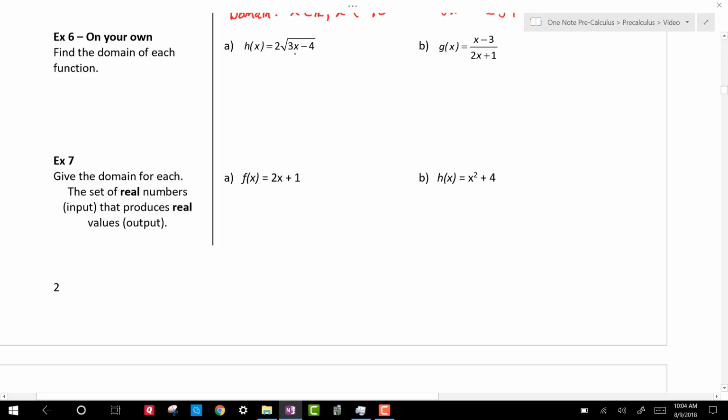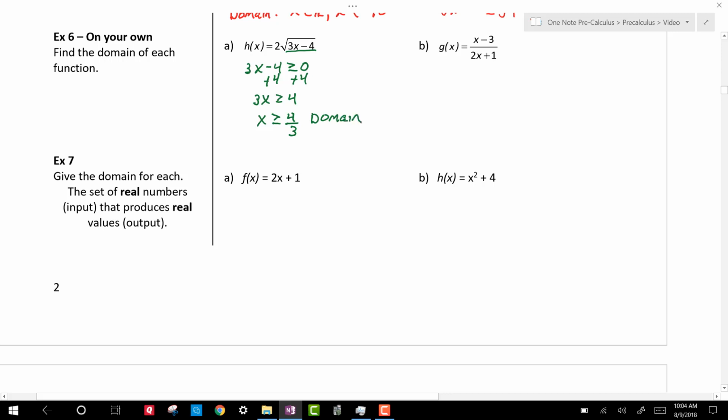Now, this first one's a radical, so we're going back to radicals here. So all I care about is this guy in here. I don't care about the 2 on the outside. That doesn't affect what's happening inside the radical. All I know is that 3x minus 4 has to be greater than or equal to 0. So we add 4 to both sides, plus 4, plus 4. We get 3x is greater than or equal to 4. Divide out the 3 on both sides, and we have x greater than or equal to 4/3. Guess what? There's your domain. You don't even need to do anything else.